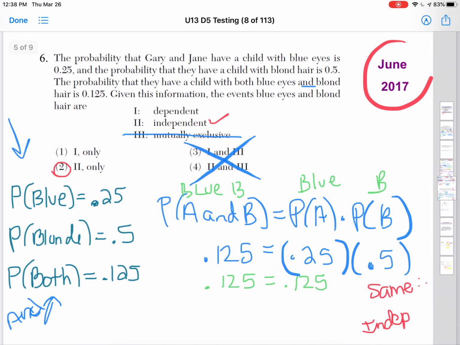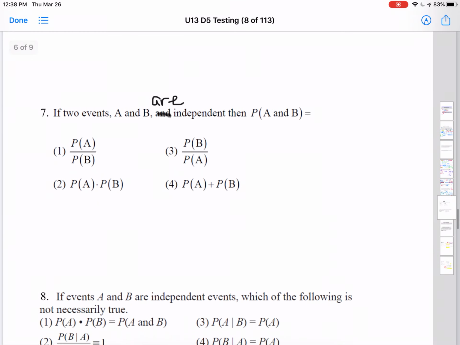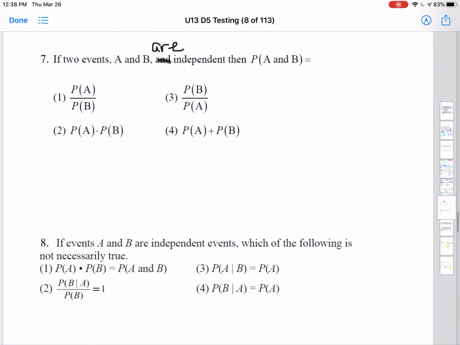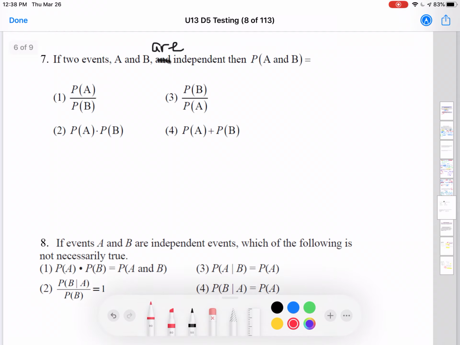All right, so we got 2 left. 7 and 8. 7, there's a little mistake there. That should say R. Okay. If 2 events, A and B, are independent, then the probability of A and B is equal to. Well, isn't that the formula? If they're independent, that's the product rule. Probability of A and B is equal to the product of A times B. So choice 2. That is the product rule.